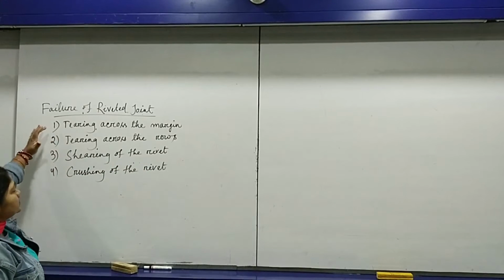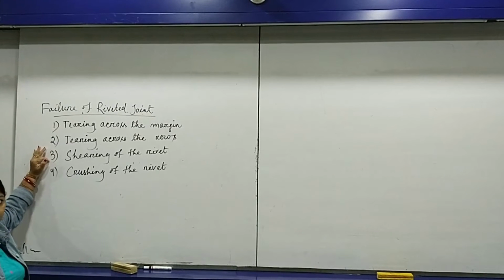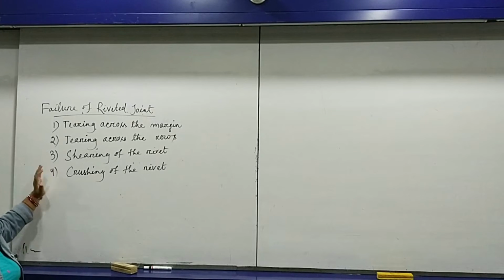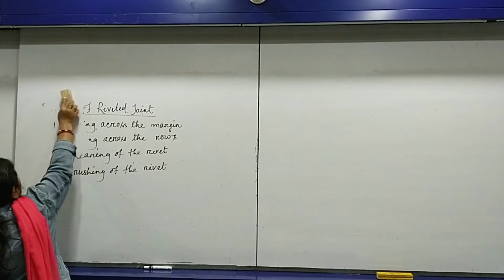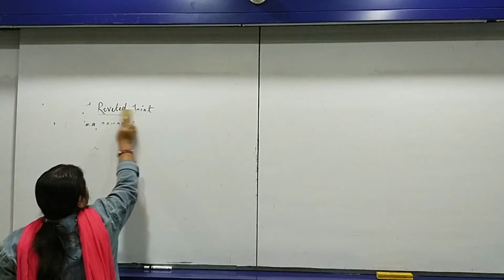These are the four types of failure in a riveted joint. One is tearing across the margin, second is tearing across the rows, third is shearing of the rivet, and fourth is crushing of the rivet. We will study them one by one. First we will study tearing across the margin.